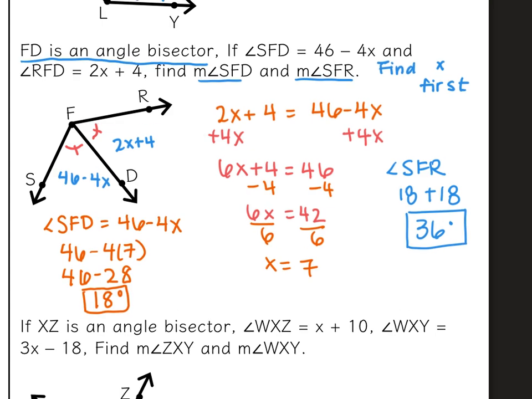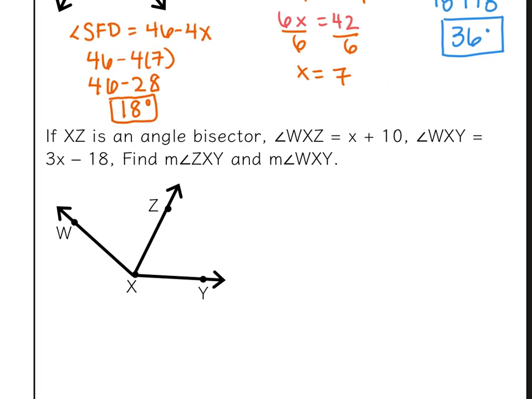Okay, and let's do one last problem here. XZ is an angle bisector, then WXZ. So is this our angle bisector? Automatically we know that these angles are congruent. WXZ is x plus 10. And then WXY is 3x minus 18. So this whole angle here is 3x minus 18.